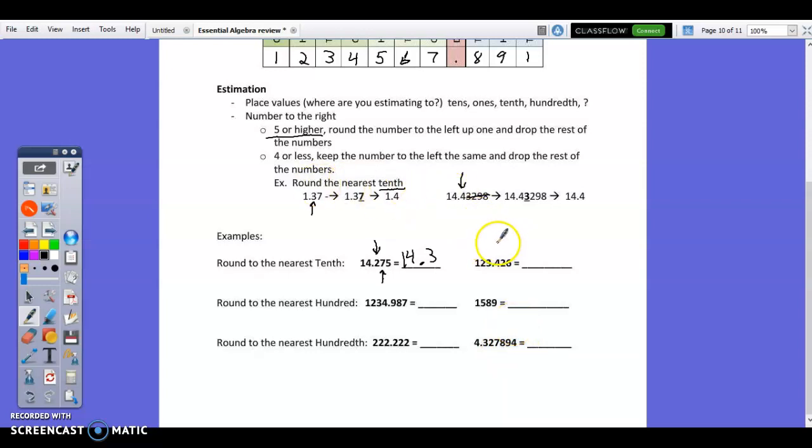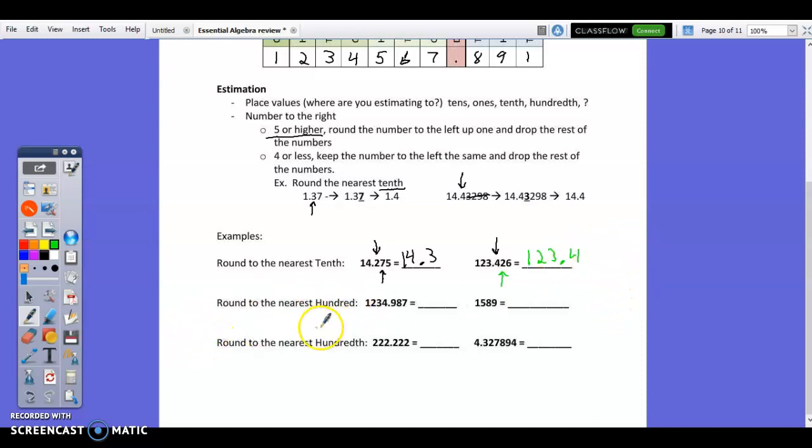Over here, again, we're rounding to the nearest tenth, so we look at that 4, and this 2 will tell us what to do with that 4. Since that 2 is 4 or less, it just remains a 4. So the answer to this one would be 123.4, and the rest goes away.